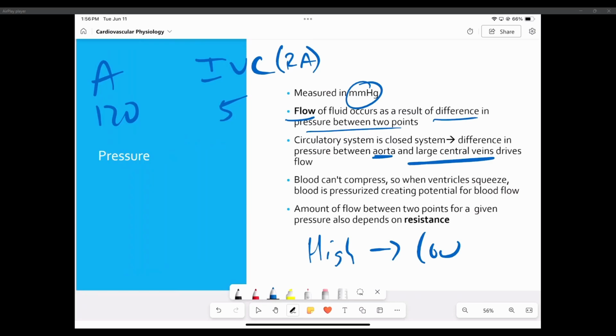As that IVC pressure starts to rise, let's say now we're still 120, but say we're volume overloaded, and now our IVC pressure, let's say it's 15 now. What do you think is going to happen to the flow through the system? Slow down or speed up? Slow down, because the gradient got smaller. That's what flow is referring to.